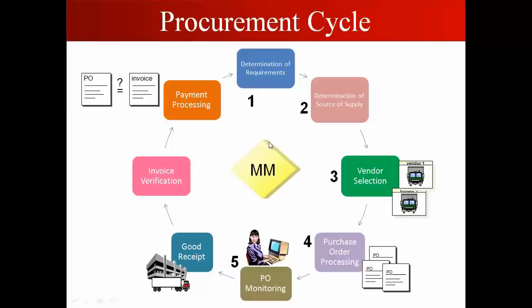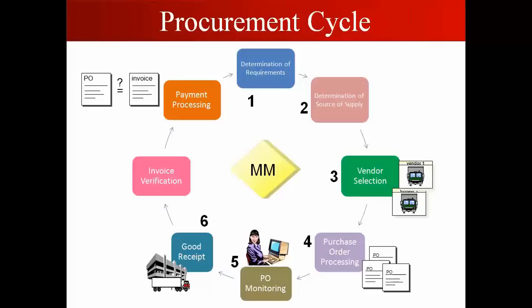Next, step number 6 will be your goods receipt. Once the vendor has sent you the goods, you will do the goods receipt in the system. You will make an entry in the system called a goods receipt, saying that we have received the goods, so that the system can add the goods to the inventory as stock.